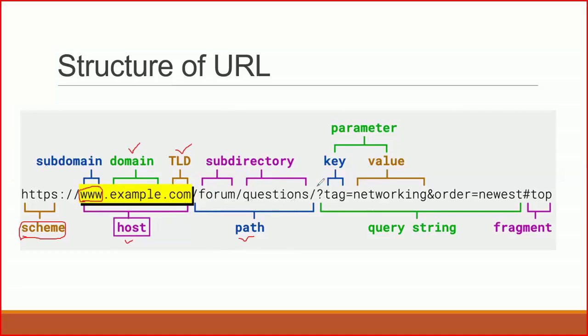And the next thing that you need to see is the question mark here. Whatever the remaining data that we have after this question mark is a combination of what we call the query string as well as the fragment. The query string is going to have parameters, and each and every parameter is going to have some key value pairs.